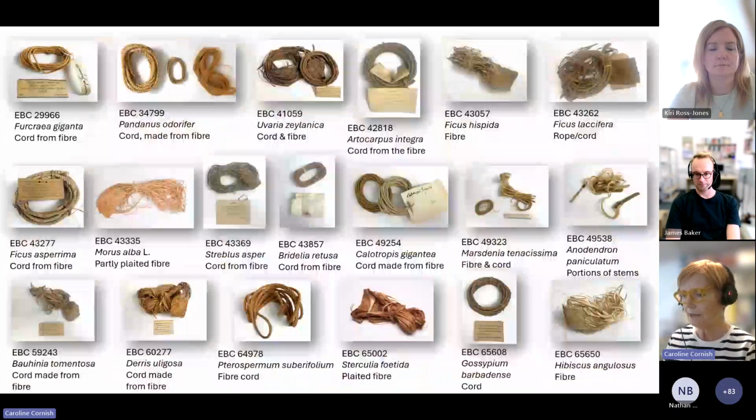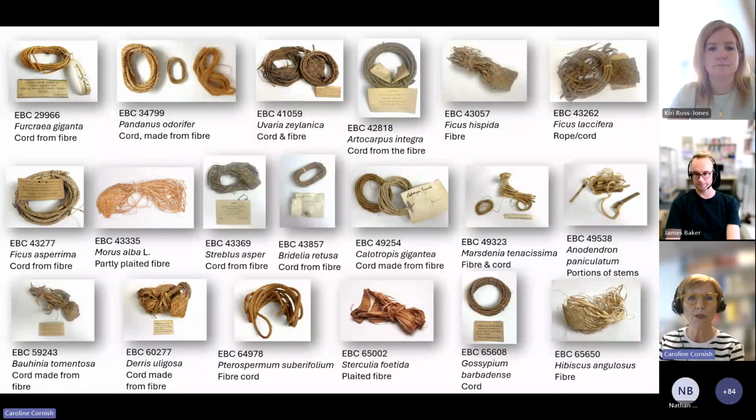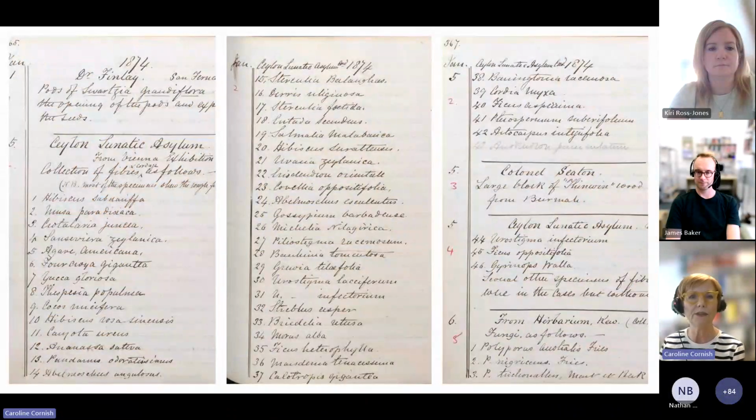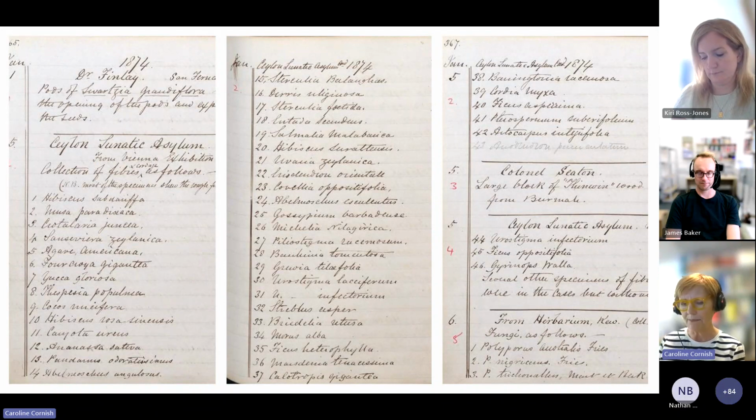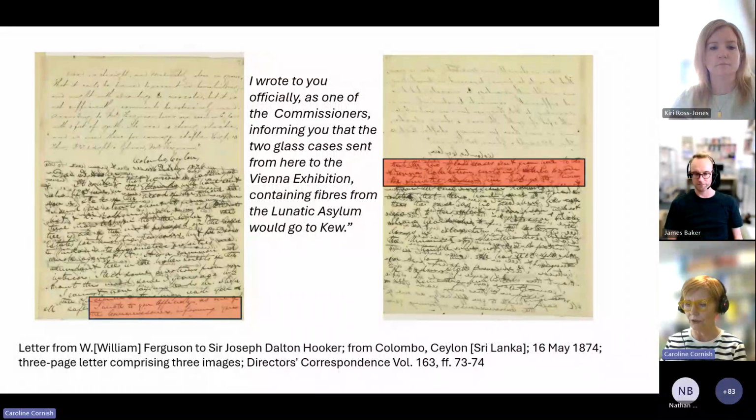There we go. The specimen is one of 21, which remained from an accession of 43 fibres into Kew's Museum of Economic Botany in January 1874. And they came to Kew via the Vienna Universal Exhibition of 1873, as this entry in the museum's accession register shows. You can see there. And they had been amassed and submitted to that exhibition by Ceylon resident William Ferguson. And we know this through letters sent by Ferguson to Joseph Hooker, which can be found in Kew's director's correspondence.